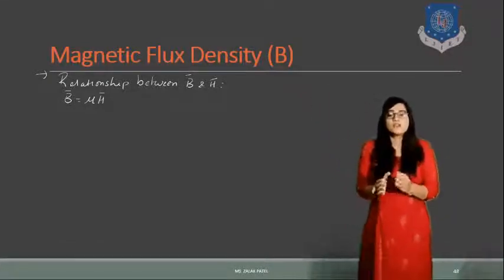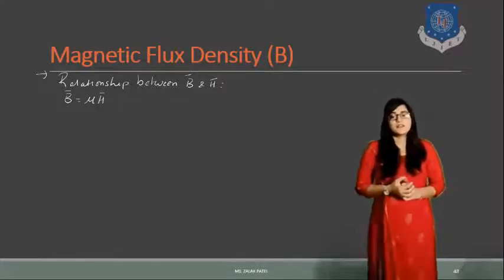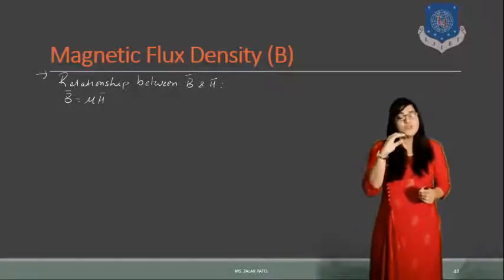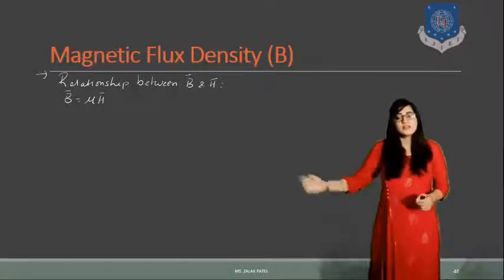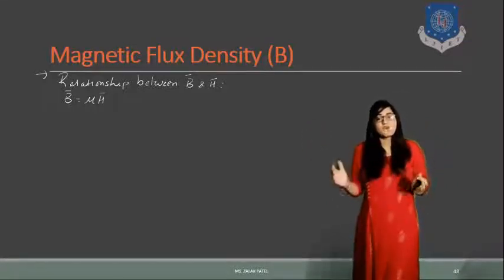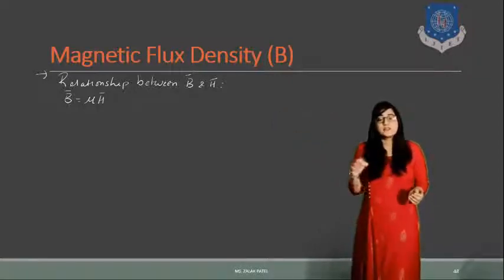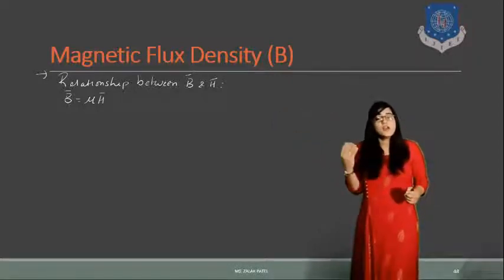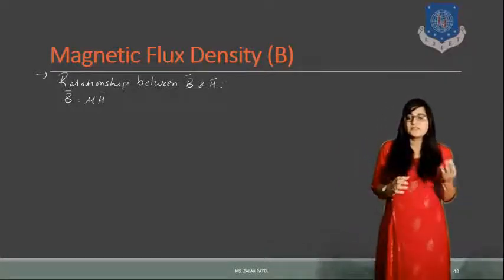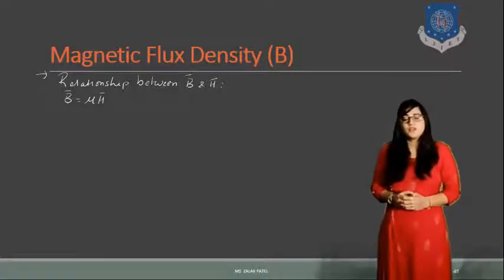So obviously B equal to some permeability times magnetic field intensity. Here, in place of permittivity epsilon, you have to take permeability in case of magnetic field. The permeability of magnetic field is called mu. So B equal to mu H. This equation is used when you are traveling in a medium, but in free space this equation becomes B equal to mu 0 H.